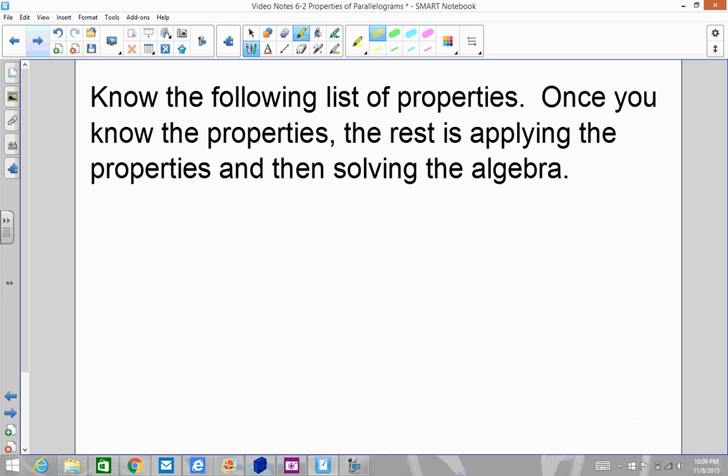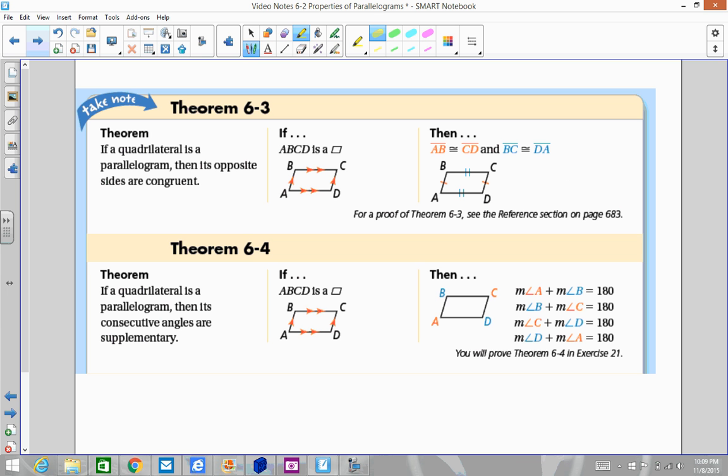All right, so know the following list of properties. Once you know the properties, the rest is applying the properties and then solving the algebra. So our first theorem is Theorem 6-3, and it says if you have a parallelogram, then opposite sides are congruent. So here we have AB is congruent to CD and BC is congruent to DA.